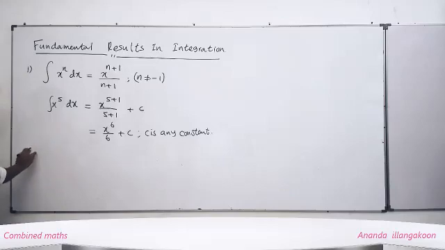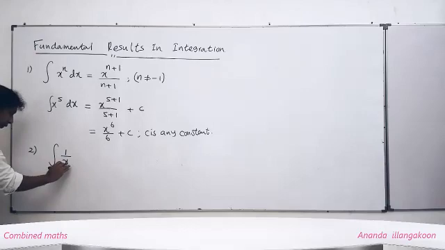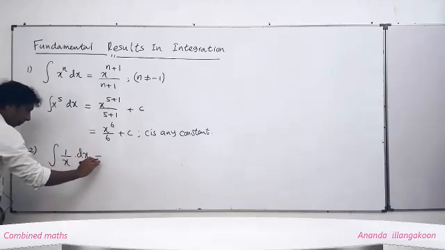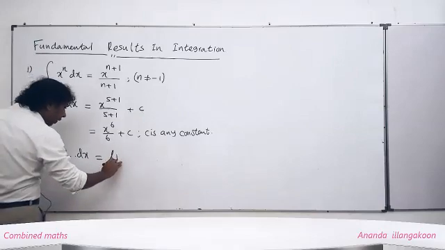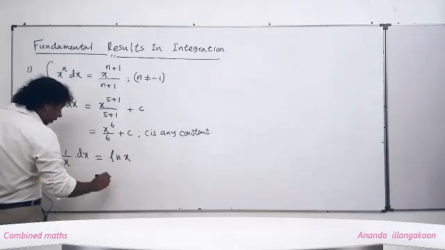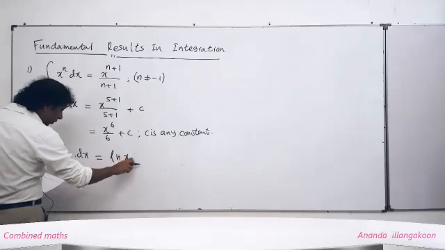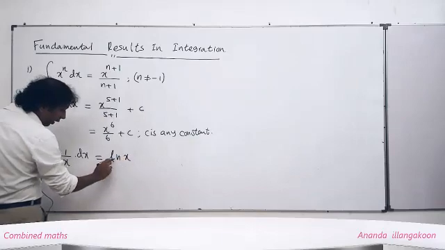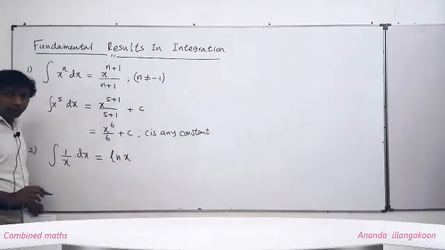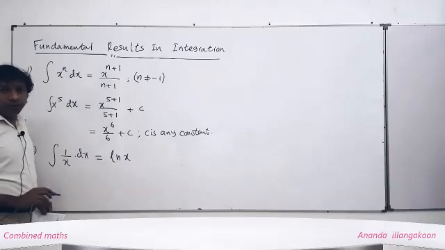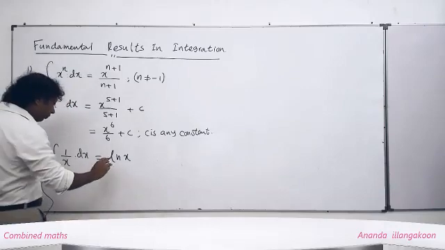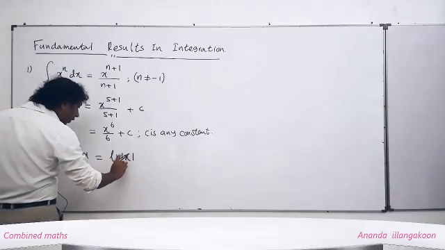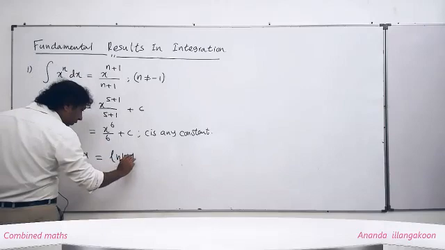In that case, the result is the second one. Once we integrate 1 upon x function with respect to x, its integral is ln x. Ln modulus of x we have put here, because you know ln means logarithm to the base e. Logarithms cannot be found for negative values. Ln mod x usually we write. Modulus we have to put here.